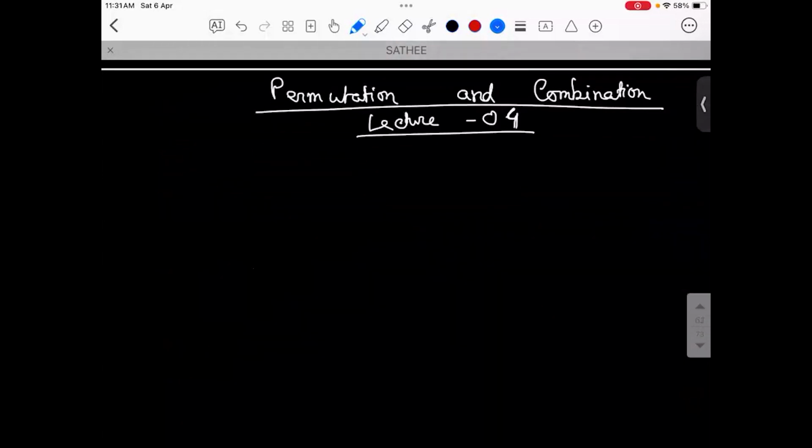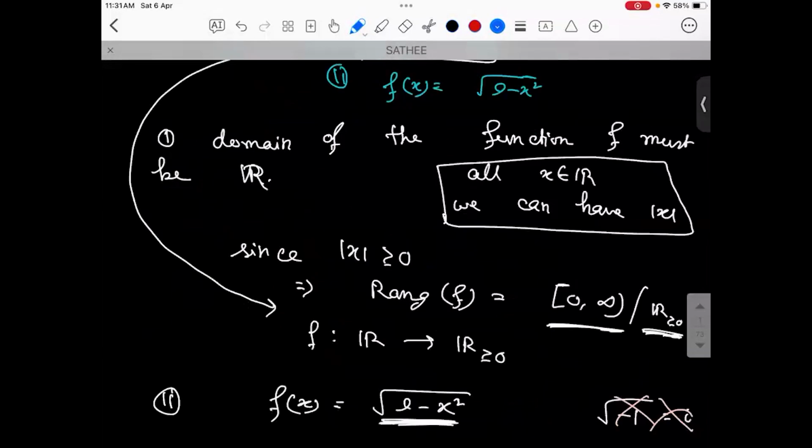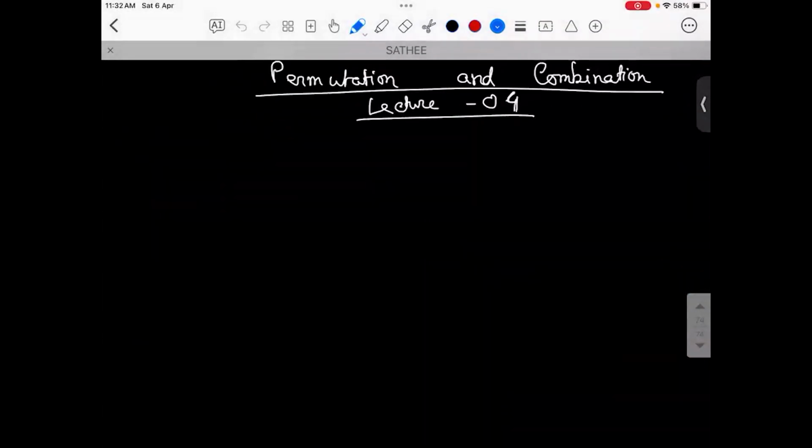Now, in today's lecture, we will continue the discussion of combination, and we will see some examples of both permutation and combination. So let us start with today's lecture. Let us start with this formula.